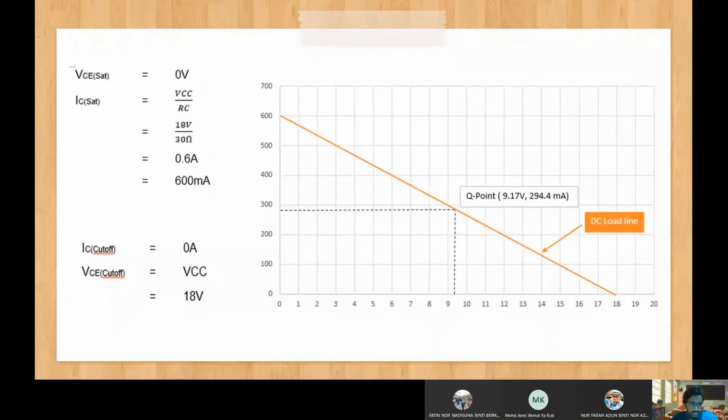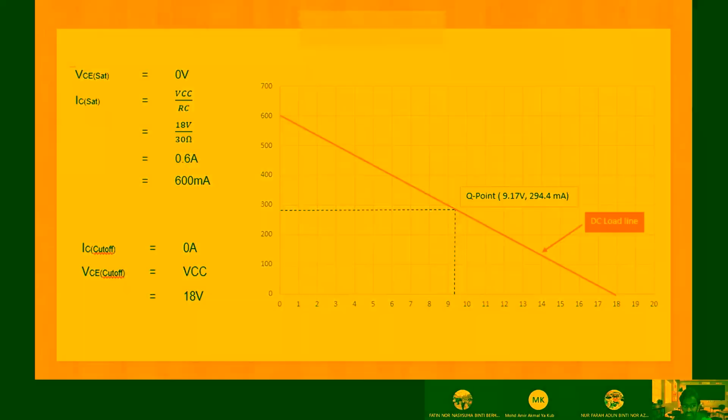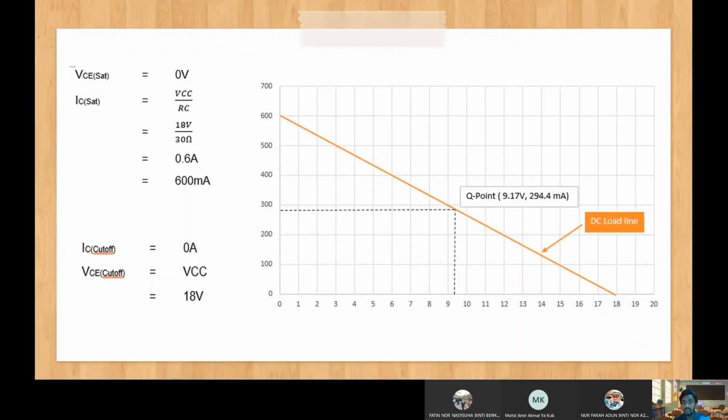Moving on to the next. To find the DC load line, first assume VCE saturation is equivalent to 0 volt. The IC saturation is equivalent to VCC divided by RC. Substituting the values, we obtain 0.6 ampere. For the next one, IC cutoff, assume it is 0 ampere, and VCE cutoff is equivalent to VCC, which is 18 volt. Okay, as stated in the lab sheet.